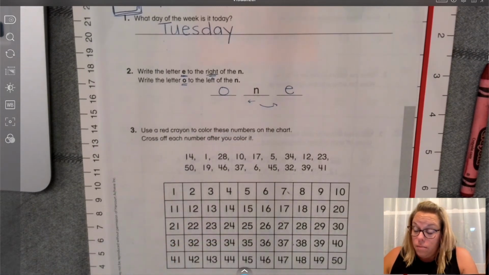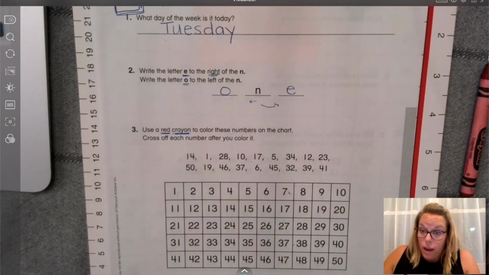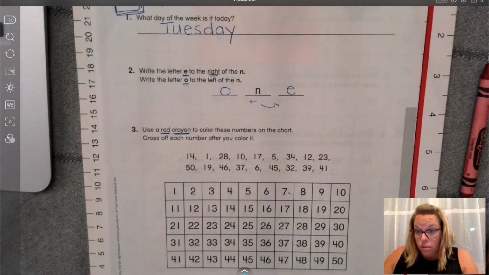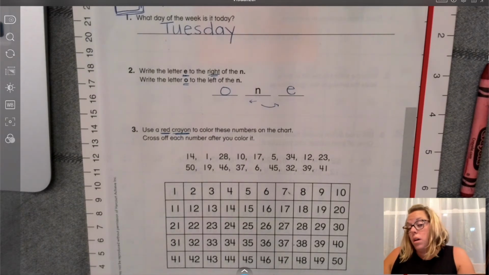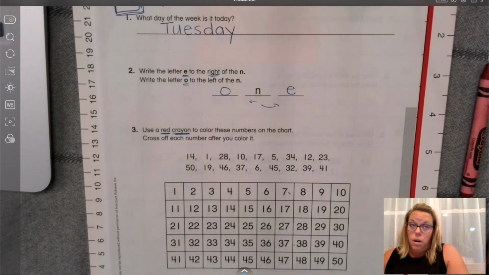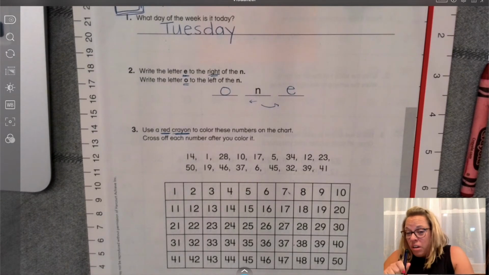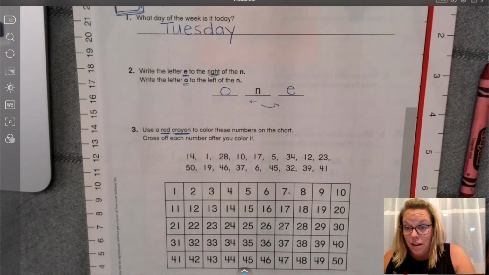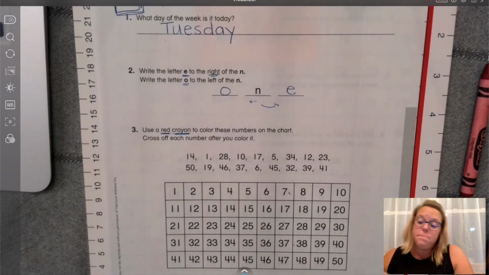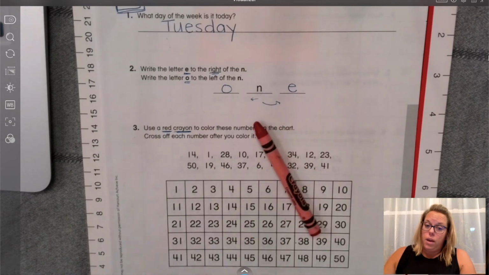What color crayon? Red. Red crayon. We're not using marker, and for today I would not like you to use colored pencil. I'd like you to follow what the directions say. The reason we're not using marker is because if you use marker, it'll bleed right through your paper. And then you can see on the other side what you did. We don't want to do that. So make sure you have your red crayon. I'm going to grab my red crayon. I have it right here. It's set to go.